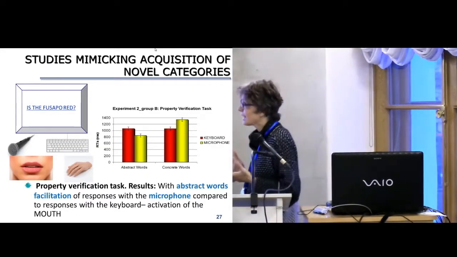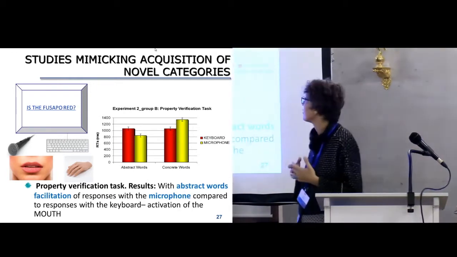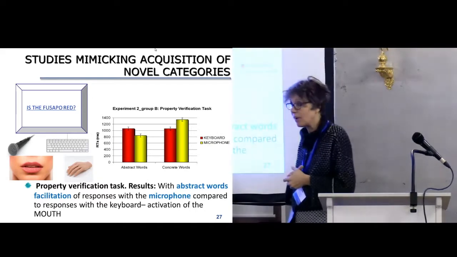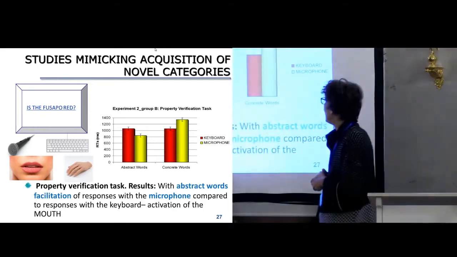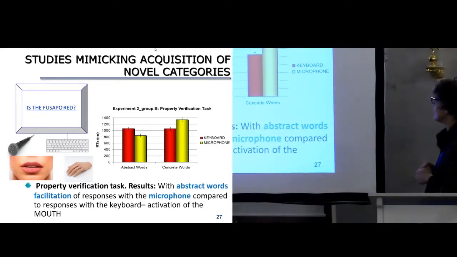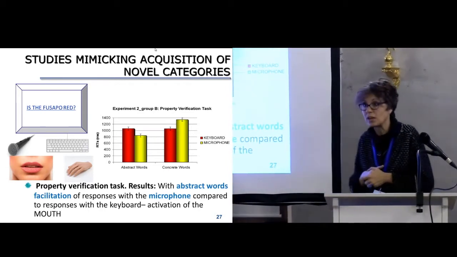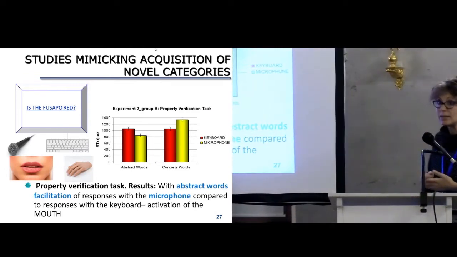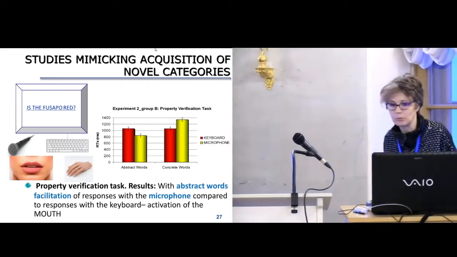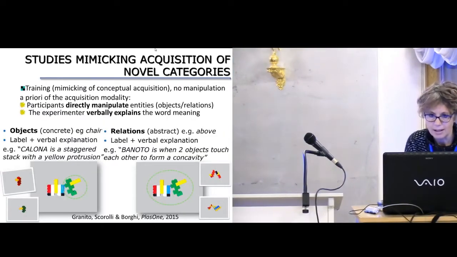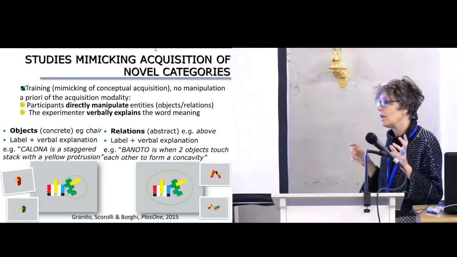Then they were given a lot of tasks. One of the tasks was a property verification task. They were required to decide whether, for example, the fusapple, one of those objects, was red or not, and they had to respond either with a keyboard or with a microphone. We found that with concrete words, participants were faster with a keyboard, whereas with abstract words, they were faster with a microphone. So it seems that abstract concepts involve more language, and that this leads to the activation of the mouth.